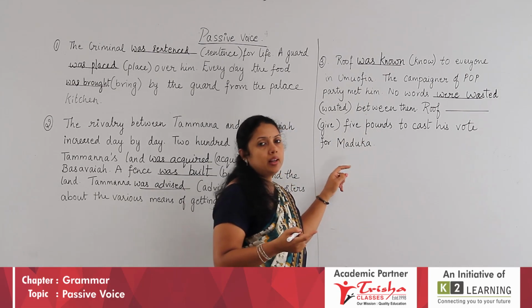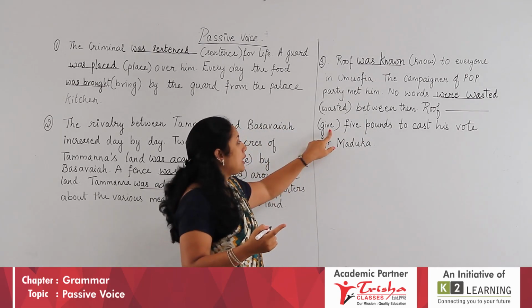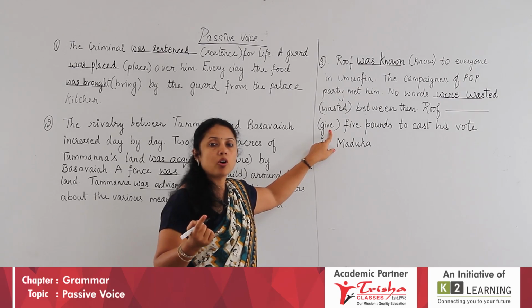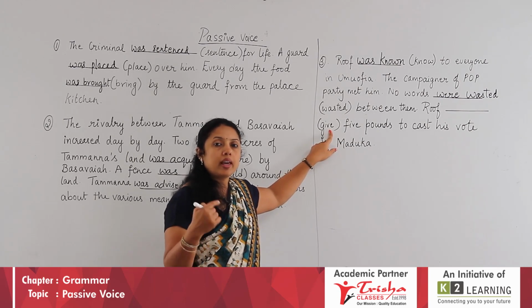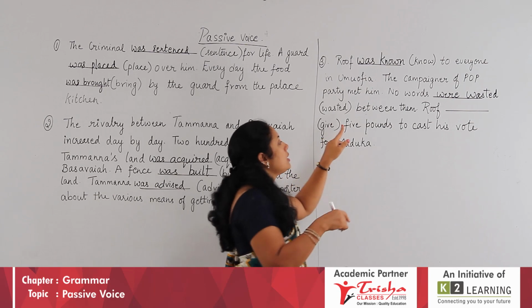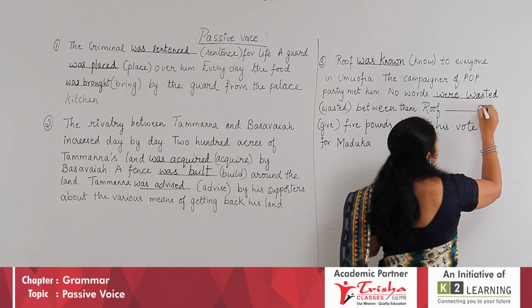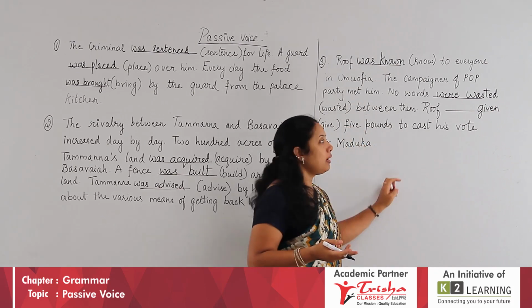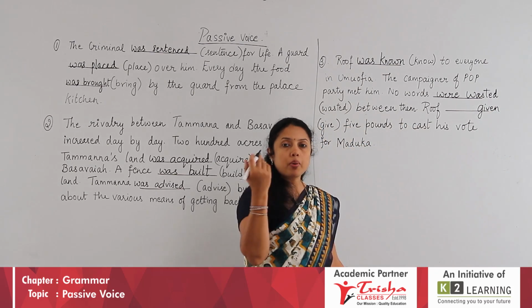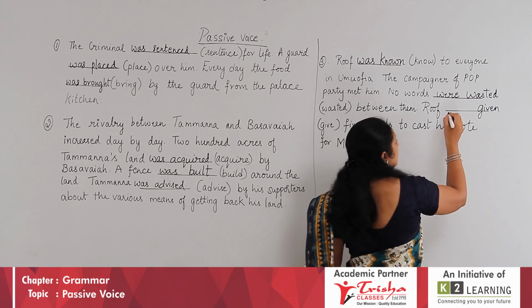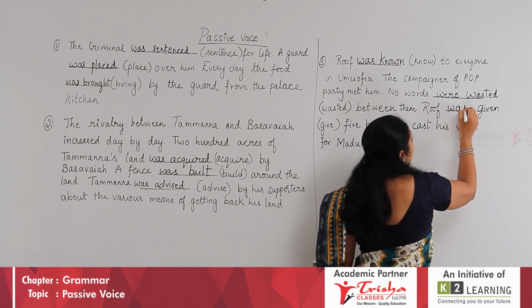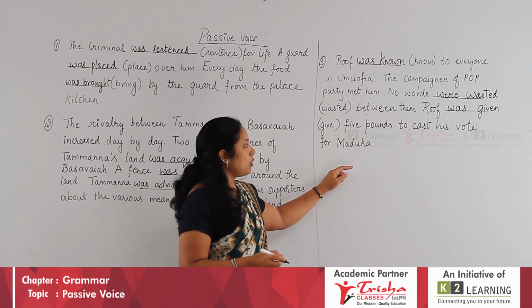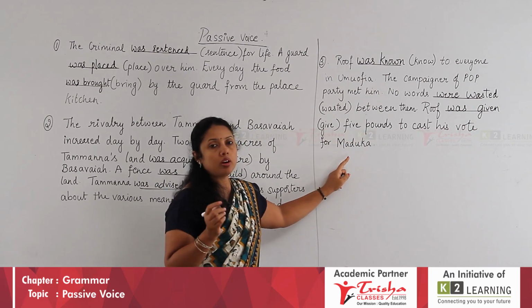Roof, again, Roof is singular. Give, the perfect form of it. Give, gave, given. Okay, so it is given. Roof, given. Again, if I have to add a verb there, Roof is singular. Past tense for that will be was. Roof was given £5 to cast his vote for Maduka.